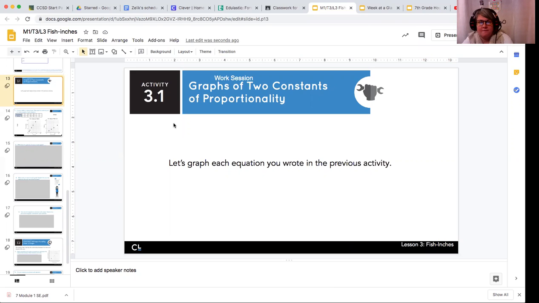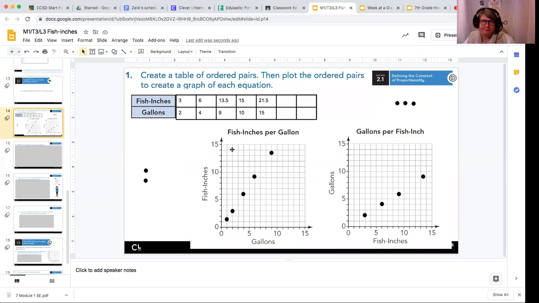We worked on fish inches and we took a look at two different graphs. If fish inches is 3, then the gallons is going to be 2. If gallons is 2, then fish inches is 3. These 2 points right here are showing you that relationship of 3 to 2. 3 fish inches per 2 gallons of water, okay?